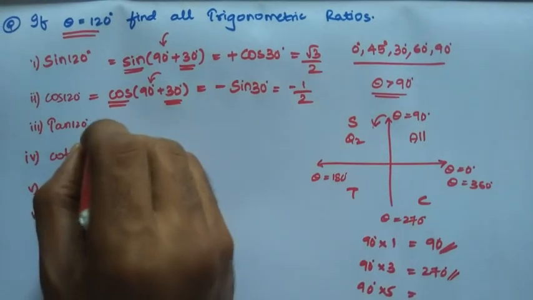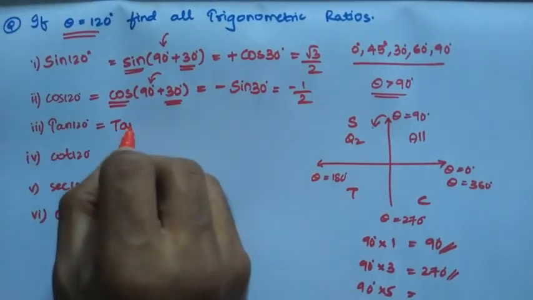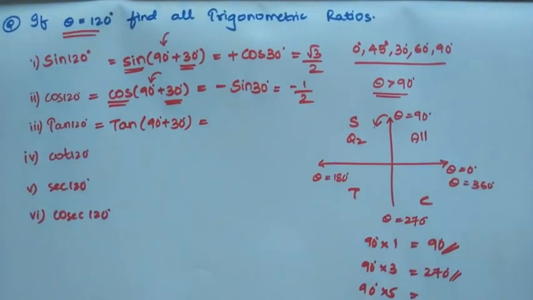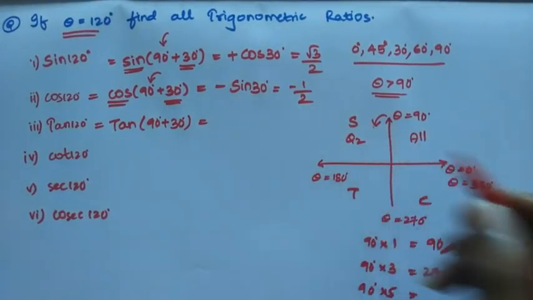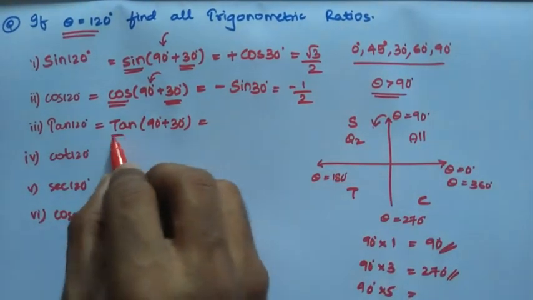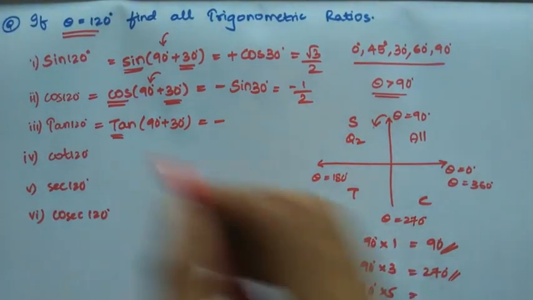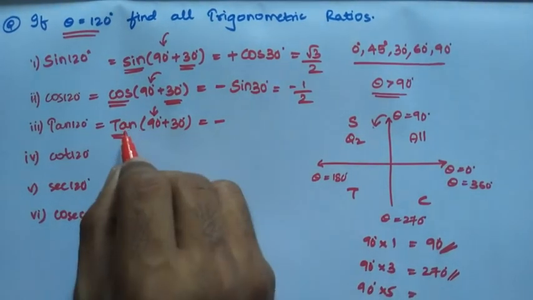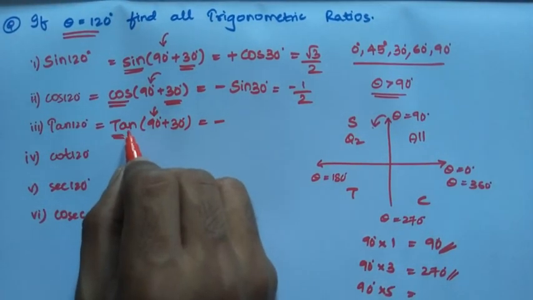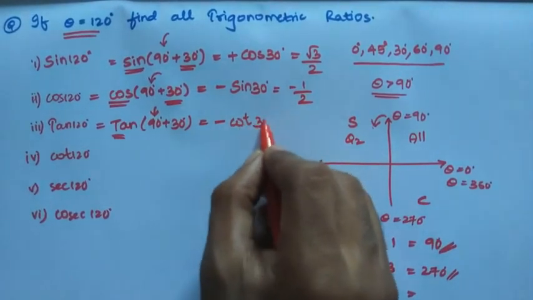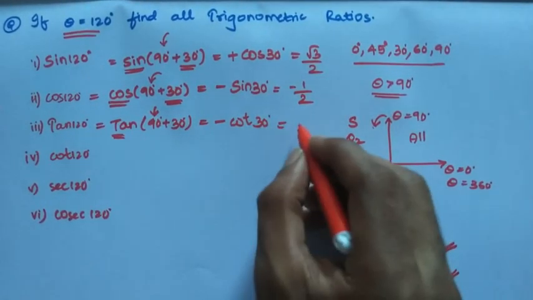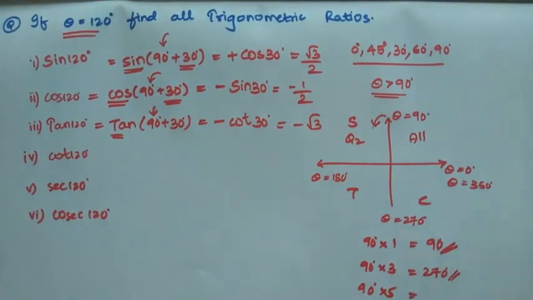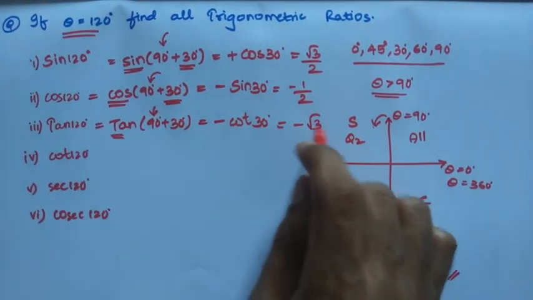Next, coming to tan 120 degrees. Again, tan 120 degrees can be written as tan of 90 plus 30. Again 90 plus 30 lies in quadrant 2, but here we have tan, so it will be a negative value, and again it is an odd multiple of 90, so we need to write its complementary. The complementary of tan is cot, so it is cot 30 degrees. Cot 30 degrees is nothing but root 3. So we have minus here, and I am writing root 3, minus root 3. Therefore the value of tan 120 degrees is minus root 3.